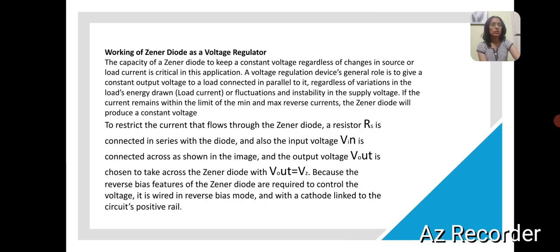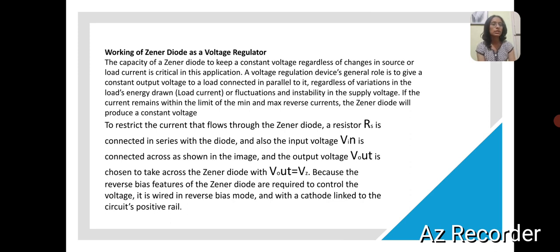Working of Zener diode as a voltage regulator. The capacity of a Zener diode to keep a constant voltage regardless of changes in source or load current is critical in this application. A voltage regulation device's general role is to give a constant output voltage to a load connected in parallel to it, regardless of variations in the load's energy drawn, which is load current, or fluctuations and instability in the supply voltage.